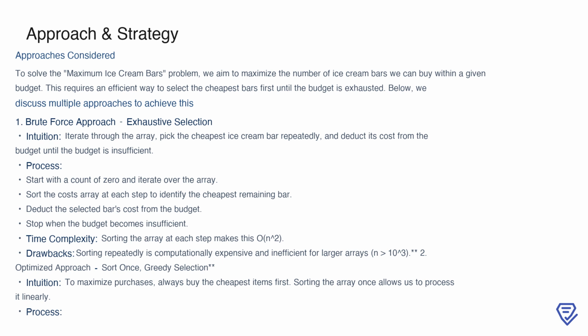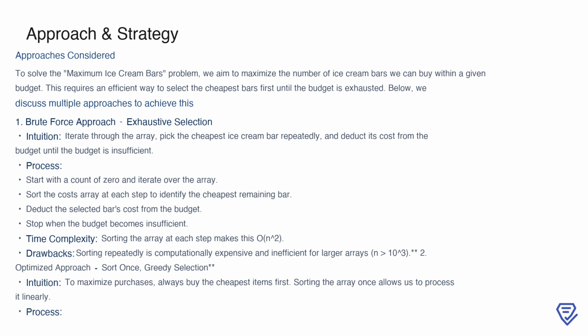One approach we considered is the brute force method. The intuition here is straightforward: repeatedly identify and purchase the cheapest bar at each step until the budget is insufficient. The process involves iterating through the array, sorting it to find the least expensive bar, deducting its cost, and continuing until no more bars can be bought. However, this approach is inefficient because sorting the array repeatedly increases the time complexity to n squared, making it impractical for larger datasets.